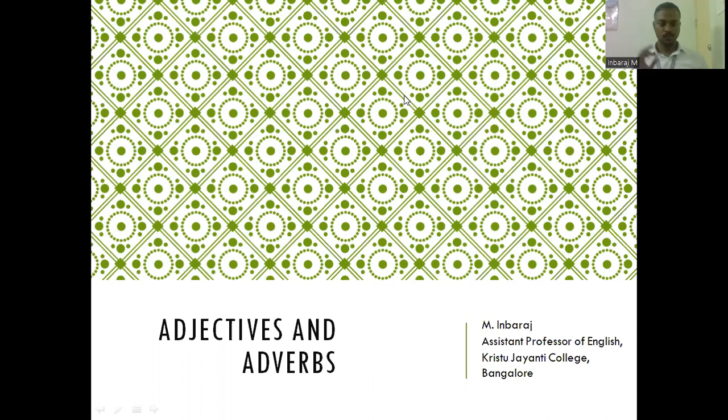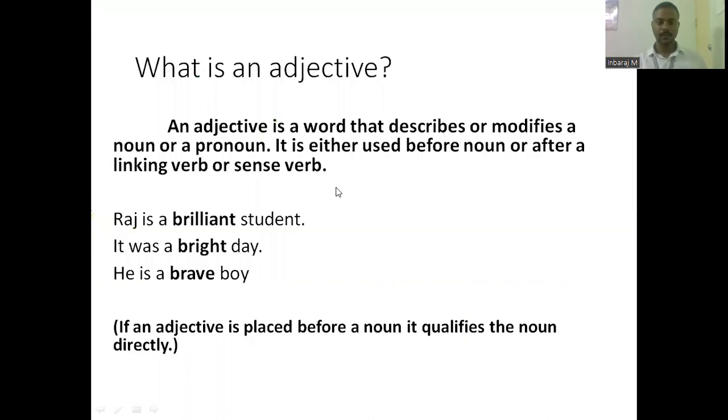Today, I'll be introducing you to what is an adjective, what are the types of adjectives, and where we should use an adjective. And then I'll move on to introduce you to adverbs and its types in this online lecture. So, to start with, what is an adjective? An adjective is a word that describes or qualifies or modifies a noun or a pronoun. And an adjective is either used before a noun or it is used after a verb.